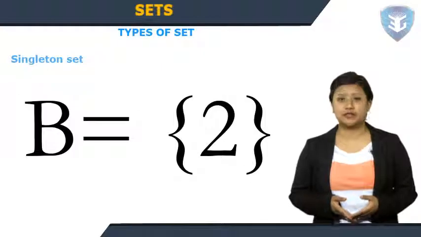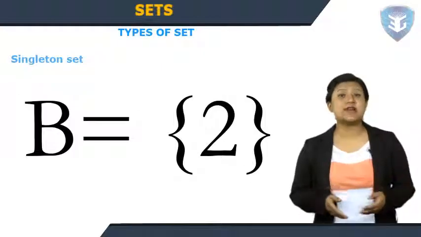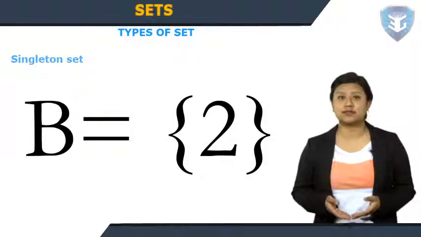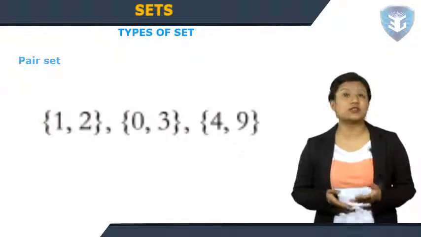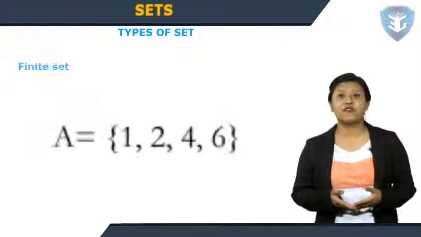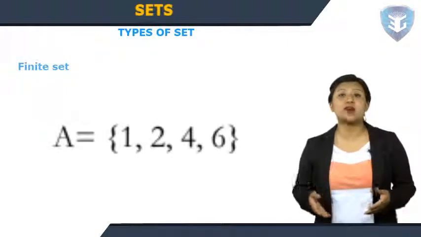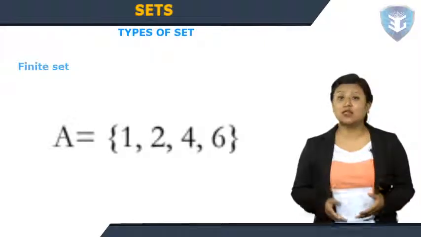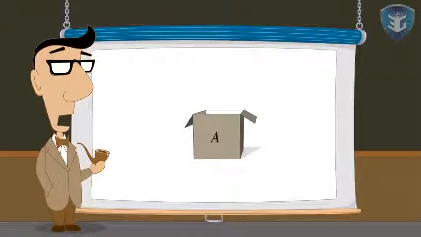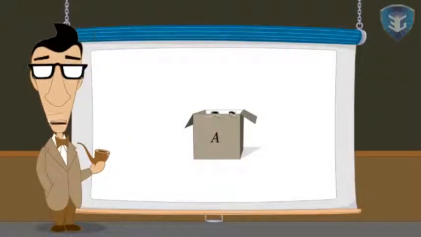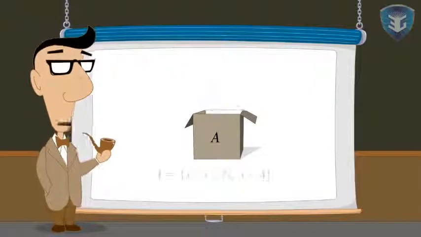The types of set. Singleton set: a set having a single element is called a singleton set. Pair set: a set having two elements is called a pair set. A finite set is a set having a finite number of elements, that is, a set where counting of elements is possible. We saw how to define sets and their members through the use of set builder notation.